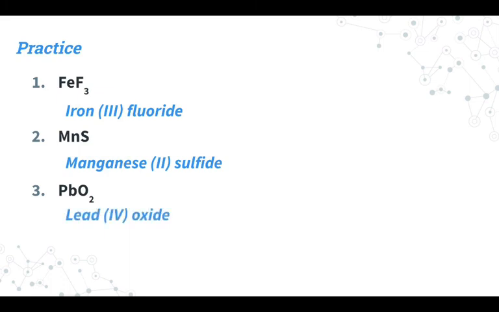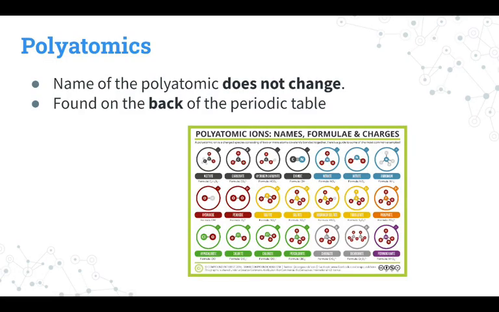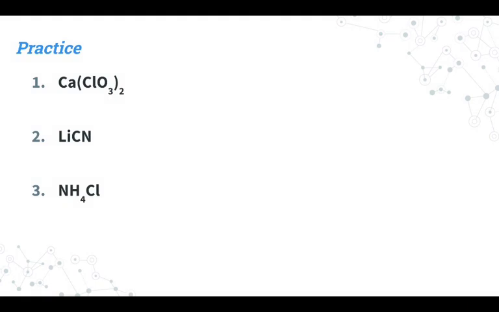All right, and then just looking at those answers again. All right, now going to our polyatomics, probably the easiest. Our polyatomics, they do not change their name. So what you see them as is what it is. And again, these are going to be found on the back of the periodic table. All right, let's go ahead and take a look at a few examples.